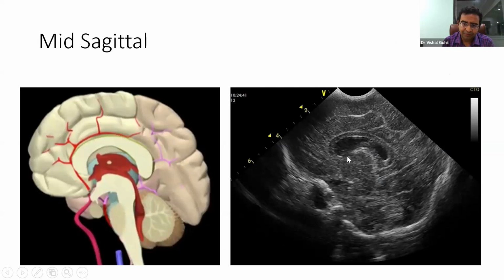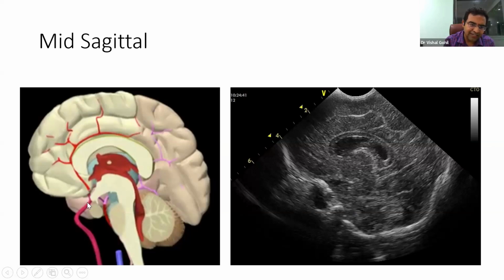This is your foramen of Monro, which connects to your third ventricle. Okay, this is your cerebellum. This is your fourth ventricle, and in front of it there would be the brainstem. Okay, what is this? This is your anterior cerebral artery over here.